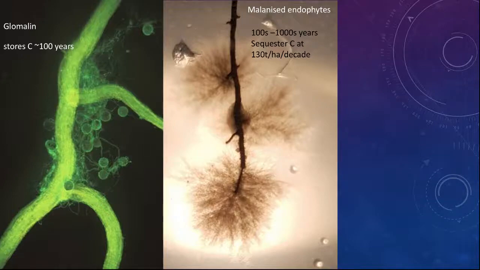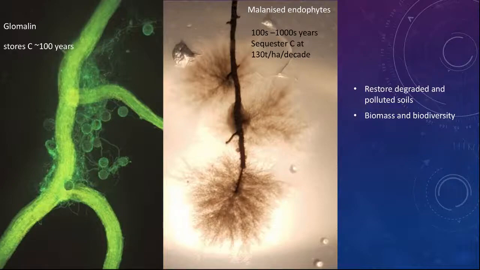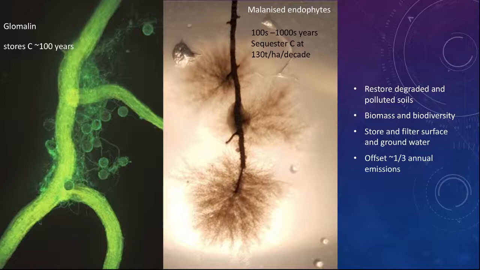They leave this really brown substance that can sequester 130 tons per hectare per decade of carbon, and it leaves it there for up to thousands of years in the soil. And this is a great potential, of course, to look at these fungi and to start working with them on our landscape. So this can then restore degraded and polluted soils, increase biomass and biodiversity, store and filter surface and groundwater, and offset one third of our annual emissions out of the atmosphere into the soils.